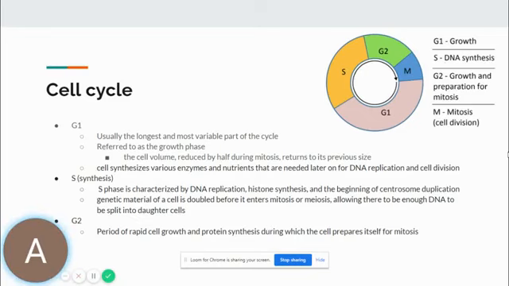G2. So G2 is the period of rapid cell growth and protein synthesis during which the cell prepares itself for mitosis. So parang papunta ng gera, no? Before you go to work again, which is mitosis, so of course you need to prepare, no? You need to get your gear, you need to get your bag, you need to get your boots, bullets for your arms or something like that.